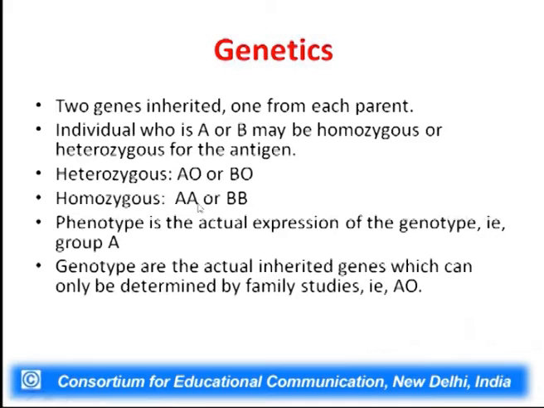Homozygous is when it is AA or BB. That means you have inherited the A antigen from both the parents, or here, B antigens from both the parents. So phenotype is the actual expression of the genotype. What will be the phenotype? A. Here also it is heterozygous, A and O. So what will be the phenotype? It will again be A, because O does not mean anything. When I say genotype, the genotype will be AO in the heterozygous case, but AA in the case of homozygous.